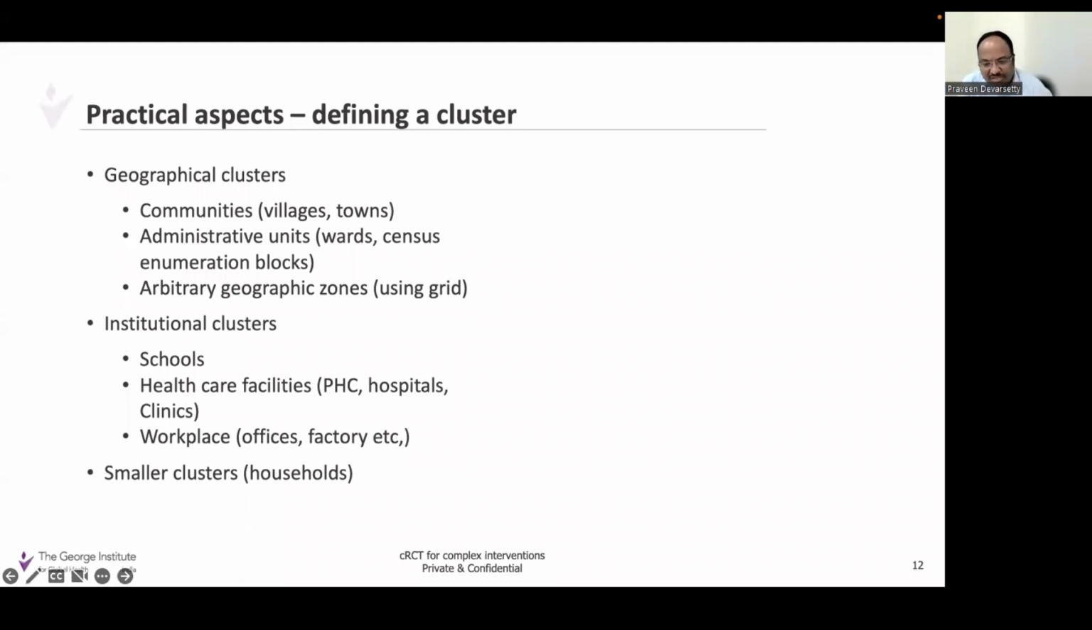It could be institutional clusters, which could be schools, healthcare facilities, the primary healthcare facilities, hospitals, clinics, workplaces, offices, factories, etc., or it could be smaller clusters, households. Say, for example, when you are taking nutritional intake, dietary intake, we know that in one household all the individuals will give similar kind of reporting. So we might want to use that household as a cluster there.